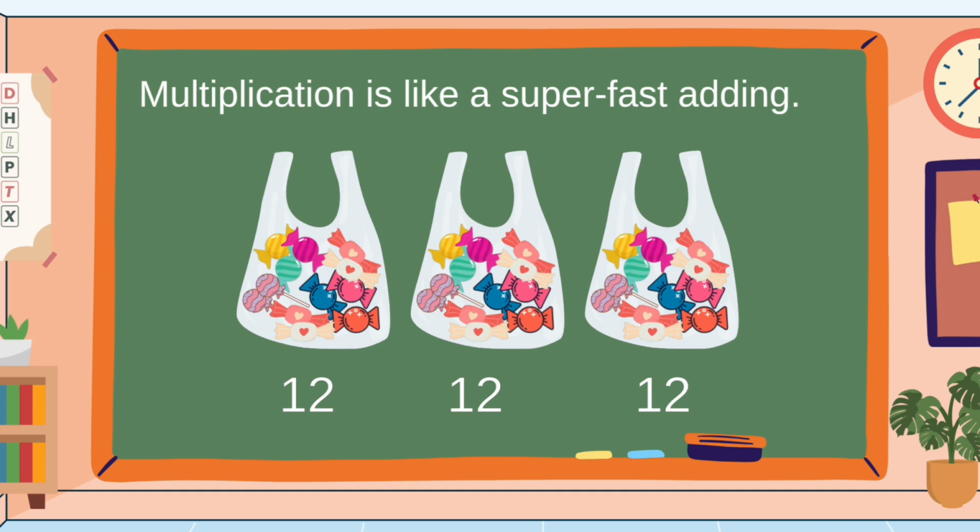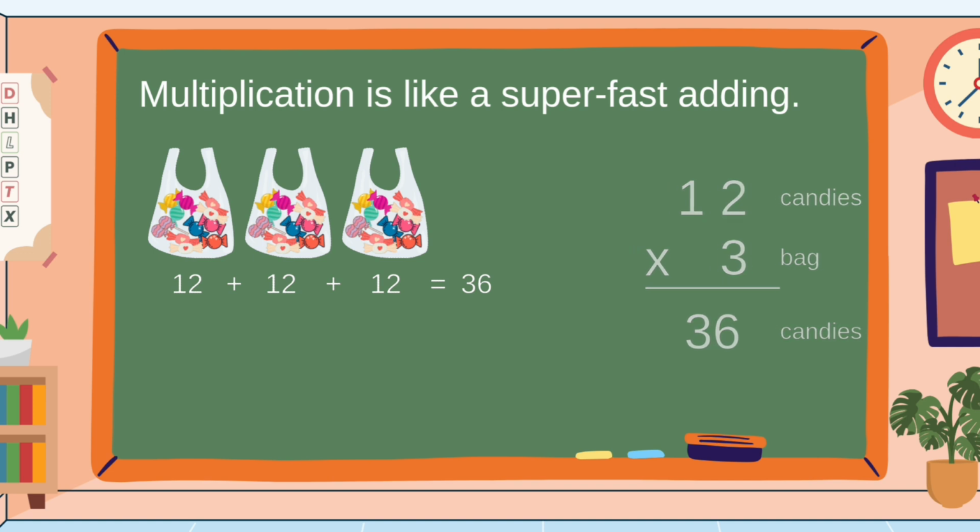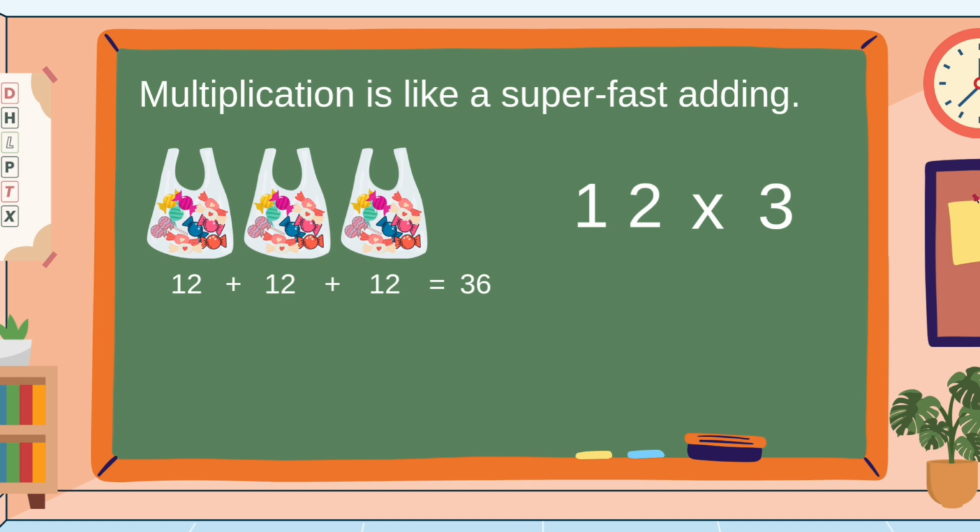Going back to our topic, multiplication is like super fast adding. Well, let's say you have 3 bags of candies. Each bag has 12 pieces. You could add 12 plus 12 plus 12 to find the answer. But multiplication makes it quicker. 12 pieces of candies times 3 bags equals 36 pieces of candies. But the question is, how did we solve it? Let me show you the step-by-step process for solving this multiplication problem.